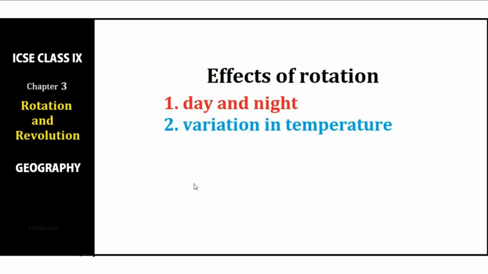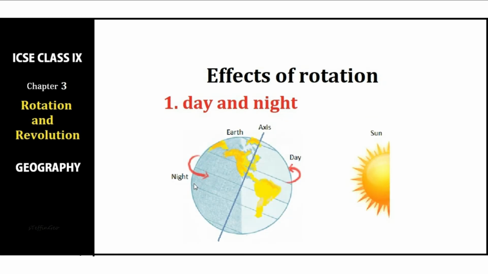And when it comes to the effect of the rotation, mainly there are two effects. The first one we discussed was the effect of the speed of rotation. This is the effect of the rotation. So here mainly two effects. One is day and night. Other one is variation in temperature. Rotation causes day and night.